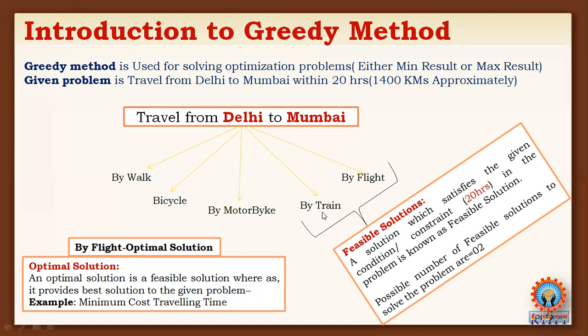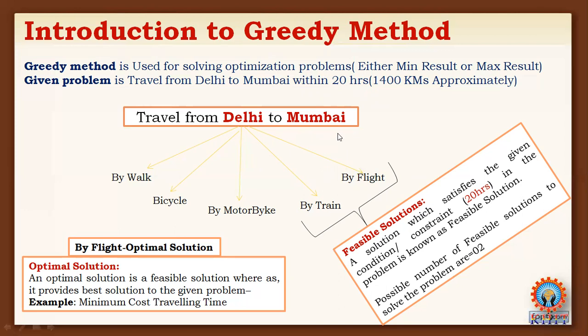So which one is optimal, by train or by flight? Always we can consider by flight as the optimal solution, hence we can ignore the other. Consider the by flight solution as the optimal solution and we can conclude the problem by using the optimal solution. So finally, the objective of this problem can be solved by flight. A person can reach from Delhi to Mumbai by flight. He can reach within 20 hours with less cost. Within 20 hours, this is the problem.